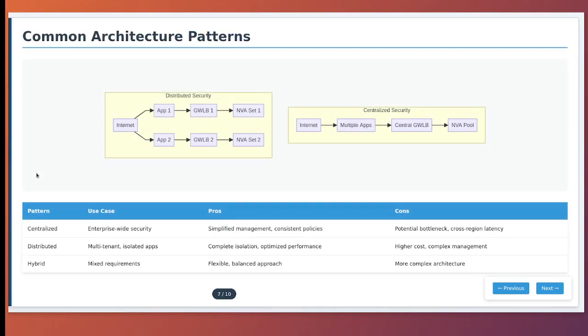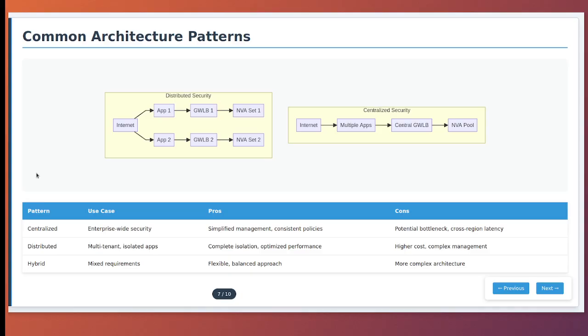Common architecture patterns. Let's explore the most common architecture patterns for Gateway Load Balancer. These patterns have emerged from real-world deployments and represent best practices for different scenarios. Understanding these will help you design the right solution for your specific needs.